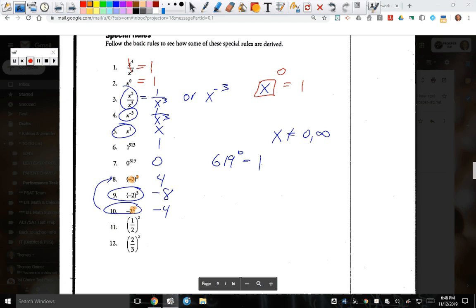Okay, so this one on number 8, it's like this. Negative times a negative would be a positive. All right, 11. 1/4, because you apply the 2 on both of them. 4/9 on the bottom.